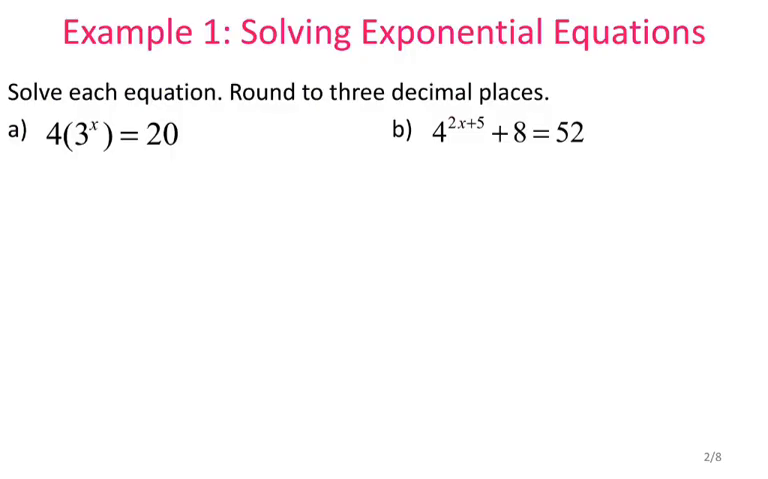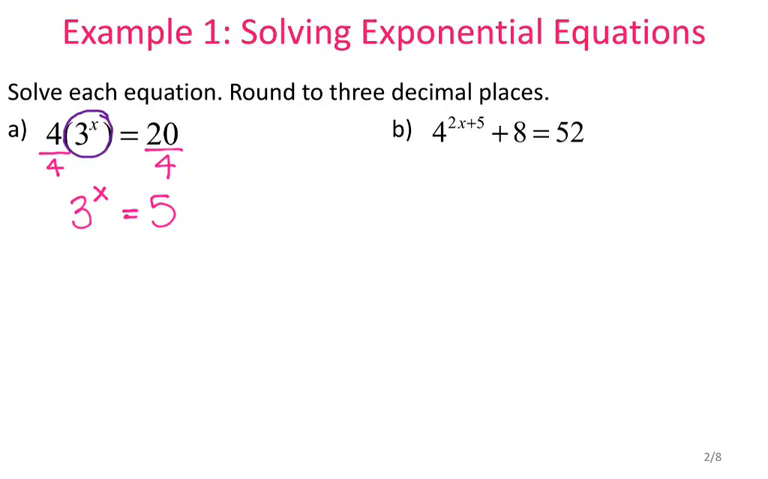So here we have 4 times 3 to the x equals 20, as well as 4 to the 2x plus 5 plus 8 equals 52. Now the first thing that you need to do, regardless of the problem, is isolate your exponential function. So that right there, the 3 to the x, is my exponential function, so that means I need to get rid of this 4. Since I am multiplying by 4, I'm going to divide both sides by 4, and that gives me 3 to the x equals 5.